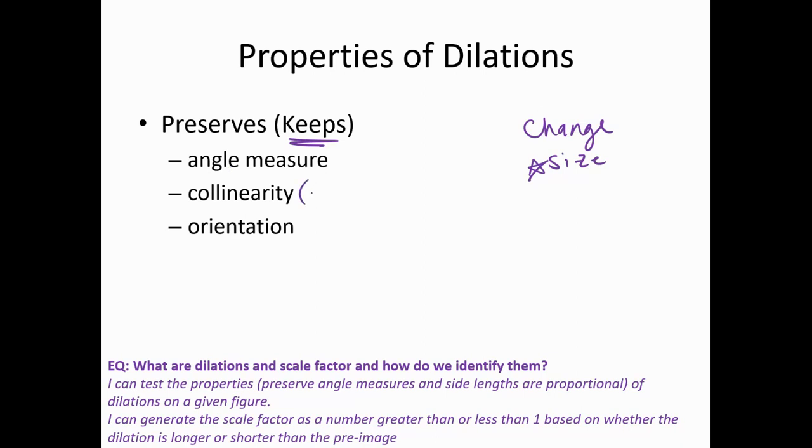Collinearity, this means points on the same line. Okay, so if I say 2 points are collinear, it means they're points that are on the same line. So when we say for dilations that we preserve collinearity, that means if I start with a figure that has 2 points on the line, then when I do my dilation, those 2 points will still be on the same line. And then the last one is orientation. This one is kind of like saying direction, like which way your figure is facing. And we'll see that in a minute.